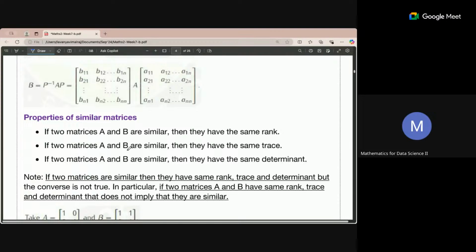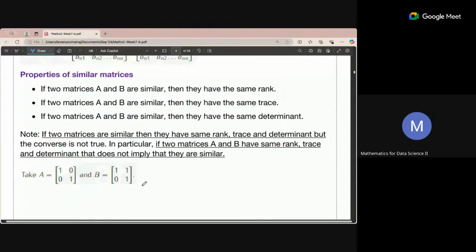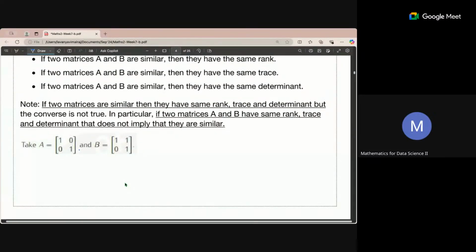So some other properties. If two matrices are similar, then they have the same rank, same trace, and same determinant. So what about the converse of the statement? If two matrices have the same rank, same trace, and same determinant, can they be similar? No. We have seen this example. These matrices have the same rank, same trace, and same determinant, but as we have seen in the same example, they are not similar matrices. So this is what we have seen in general about equivalent matrices and similar matrices.